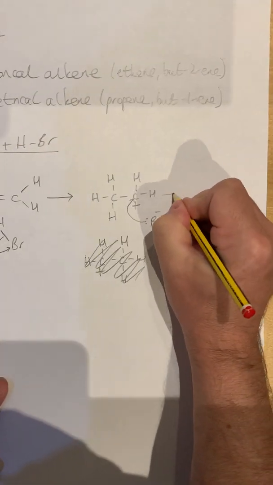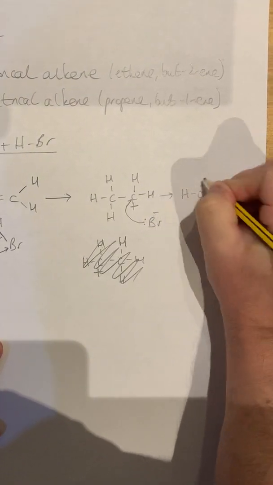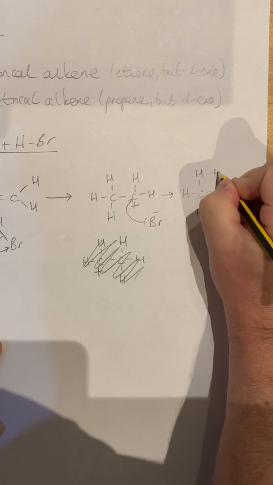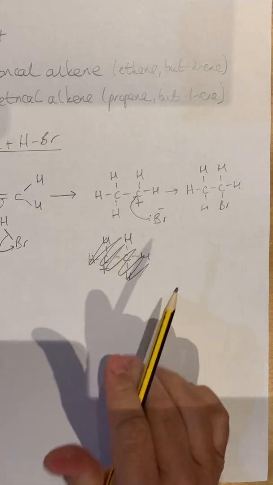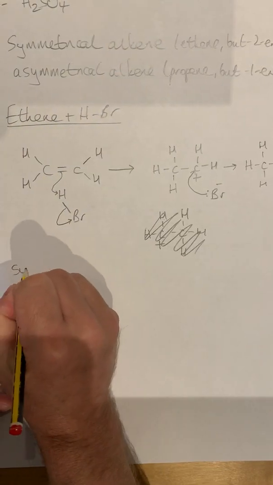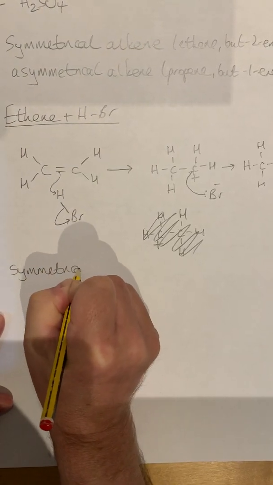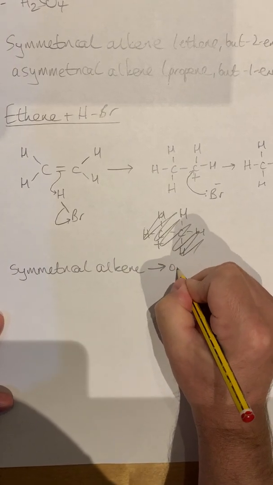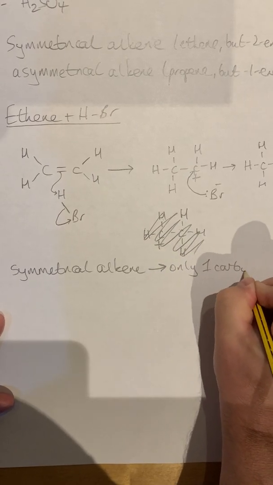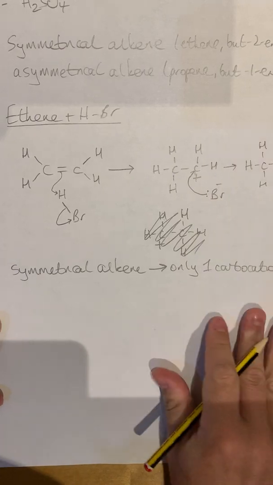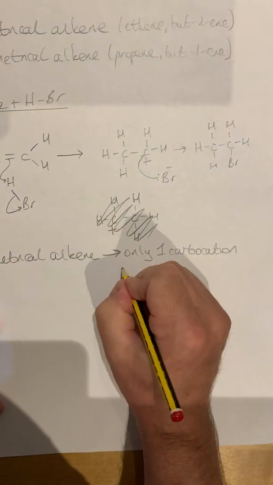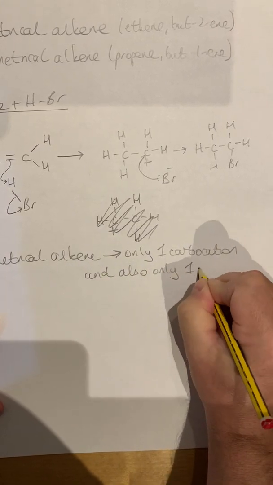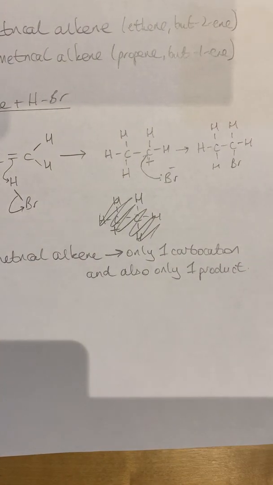And then we end up with that. So if it's a symmetric alkene, symmetrical alkene, we get only 1 carbocation possibility, and only 1 product.